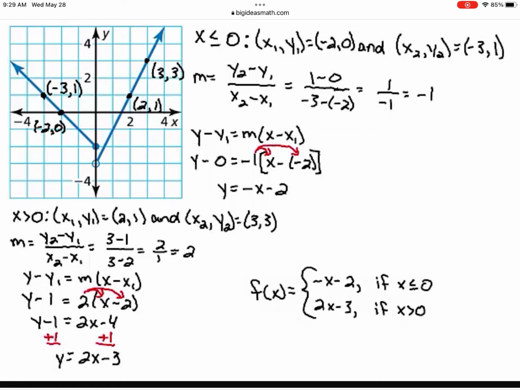So a piecewise function for the graph is f of x equals -x minus 2 if x is less than or equal to 0, and f of x equals 2x minus 3 if x is greater than 0.